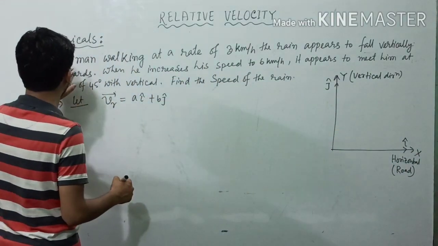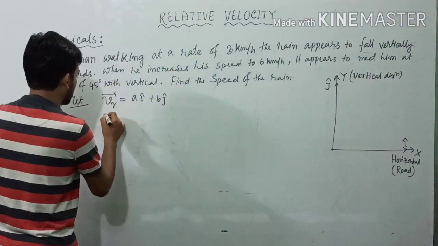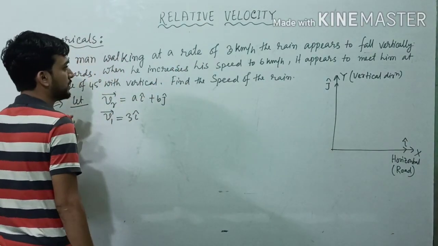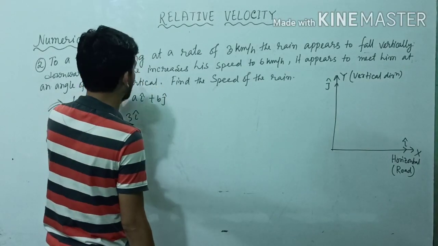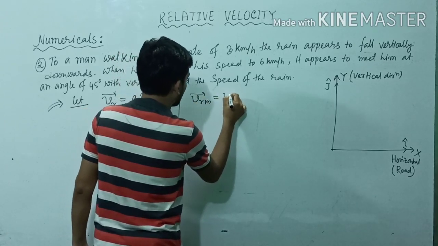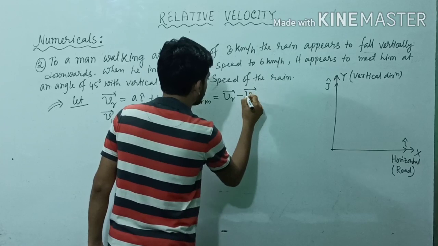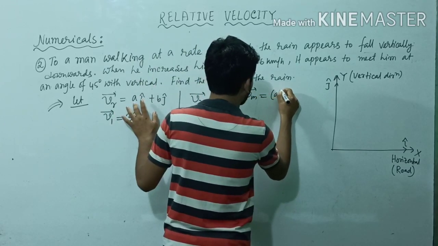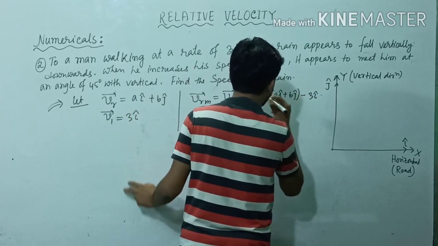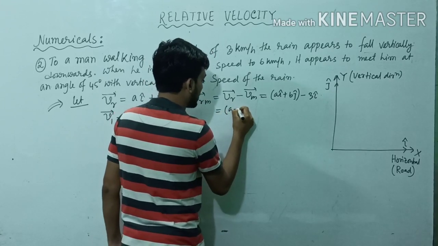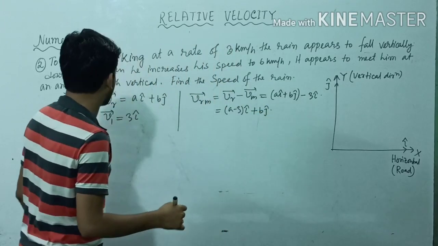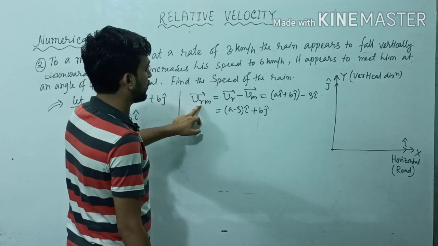So according to the question, the velocity of the man is 3 i cap in the first case, and what will be the apparent velocity or relative velocity of rain with respect to man? This will be Vr minus Vm. Put the value of Vr, a i cap plus b j cap minus Vm. This is 3 i cap. So if you solve it, you will get a minus 3 i cap plus b j cap.